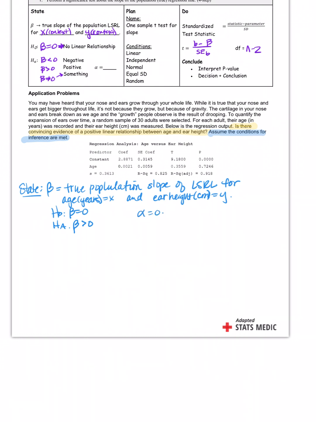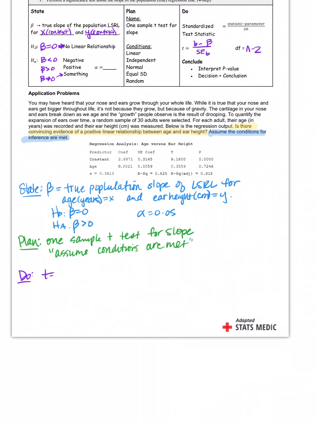And then we know that alpha is 0.05, right? Plan step. I know the conditions are met, but what do we need to write? Test. Name of the test. So it's a one sample t-test for slope. And as far as conditions go, you could put it in quotes, assume conditions are met. And you're done with that part. But you love it when that happens, right?